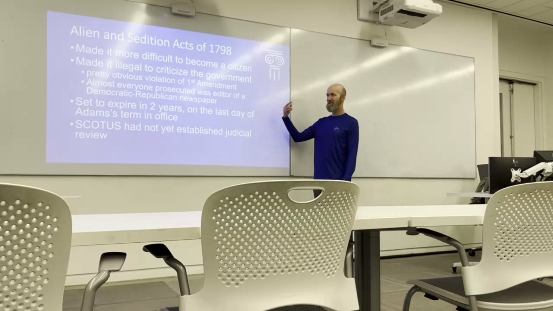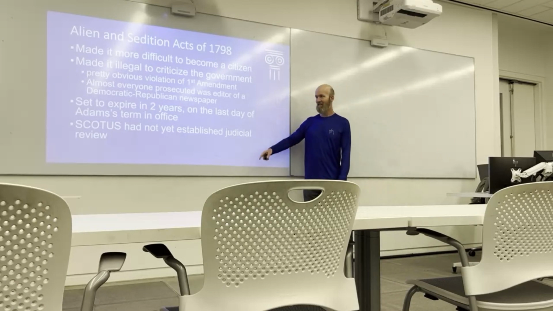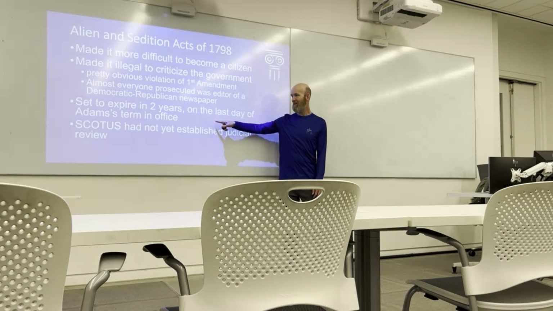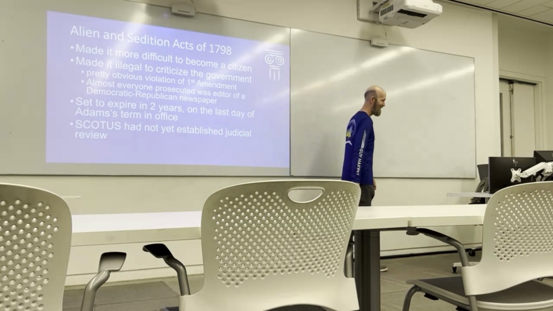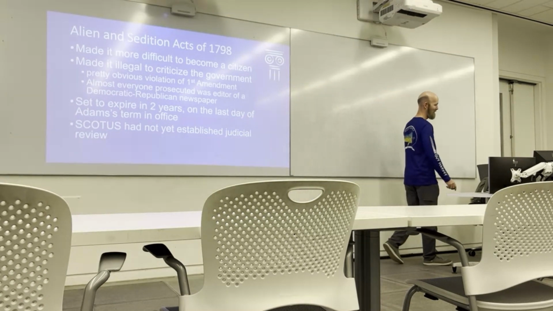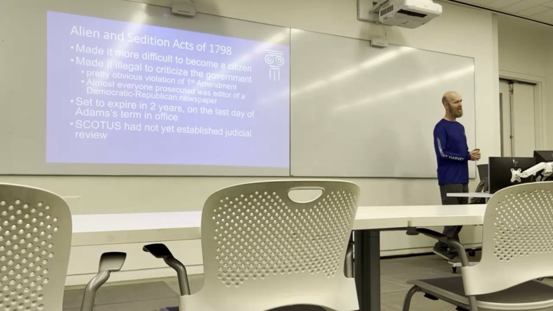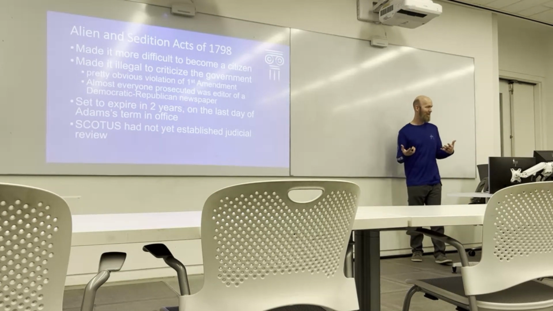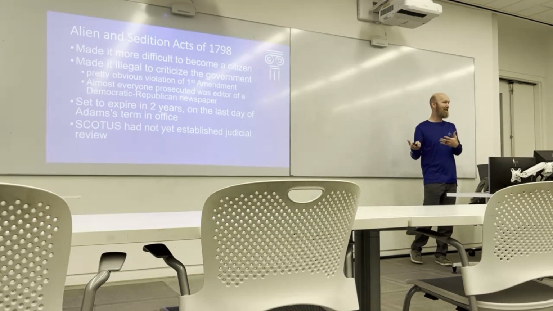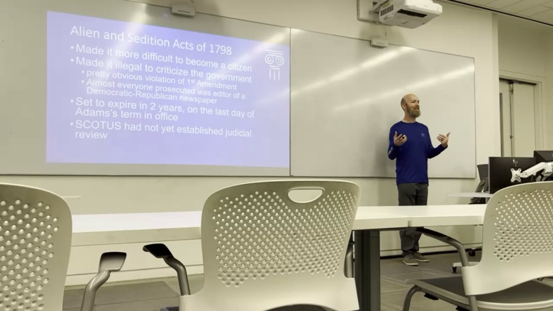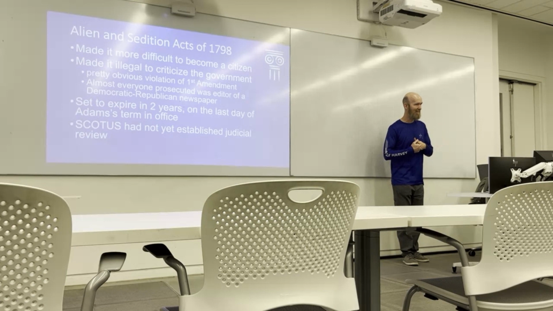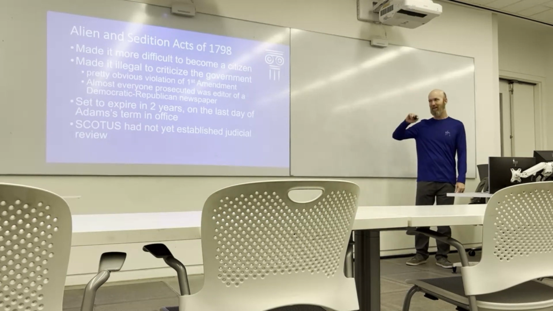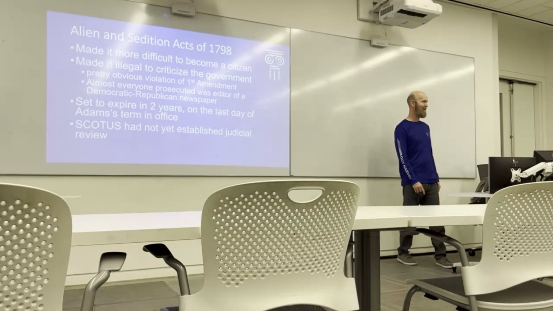The Adams administration and the Federalist Congress that passed the bill set it to expire in 2 years, on the last day of John Adams' presidency. The reason they did that is because they were already fairly unpopular and feared they could lose the election. So they wanted to make it illegal to criticize them, hoping that would save them. But just in case they lost, they would want to be able to criticize the next president. So they made sure the laws expired on the last day of their term in office.